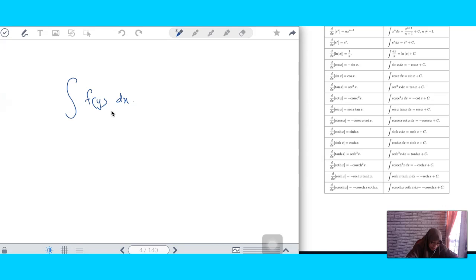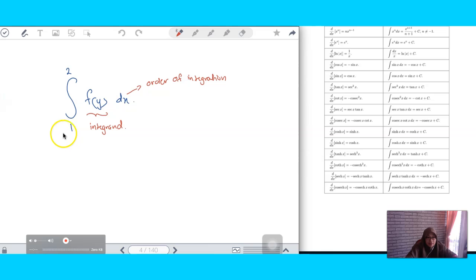Okay, so x from, let's say, 1 to 2. The function inside the integration is called the integrand, and dx here is called the order of integration. And because we have a definite integral, you should have the limits.